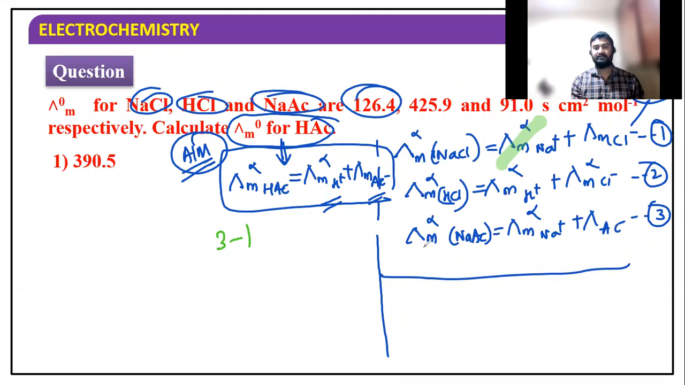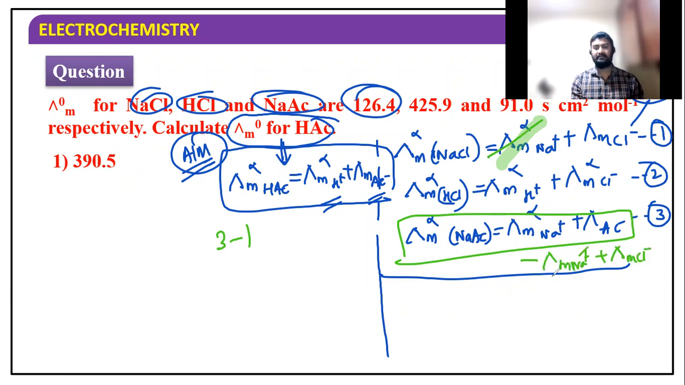If you do that, this is 3 minus 1. So lambda infinity for Na plus will go, leaving lambda infinity for AC minus minus lambda infinity for Cl minus. So Na plus will go. I'm still having this AC, but I have this extra chloride also. For that, we will add equation 2 with this, and that's done. That means it has to be 3 minus 1 plus 2. Then all this will ultimately give the answer.